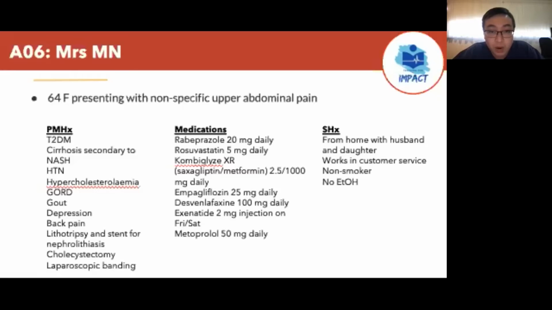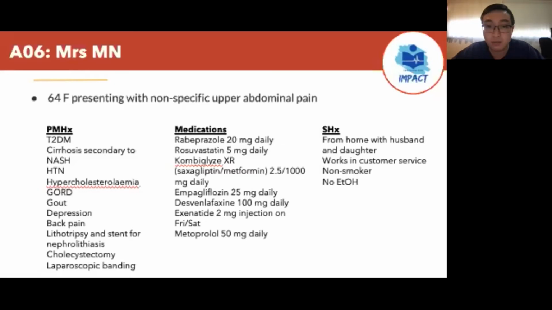So before we go and actually talk to the patient and delve a bit deeper into the history, anyone have any preliminary thoughts on what could be driving her abdominal pain, bearing in mind her medical history? Feel free to unmute and share your thoughts with the group, or just use the chat function.